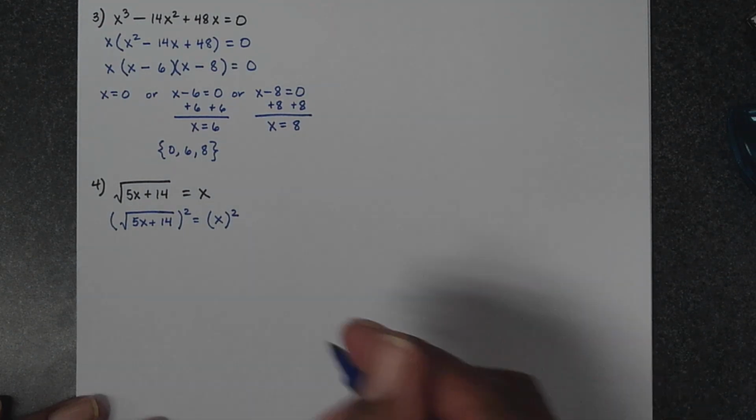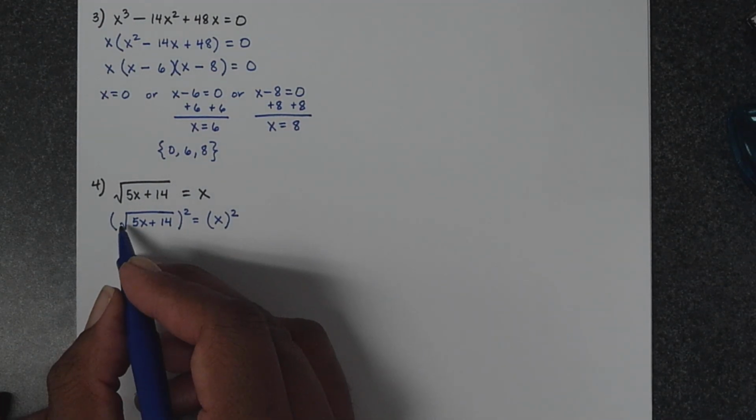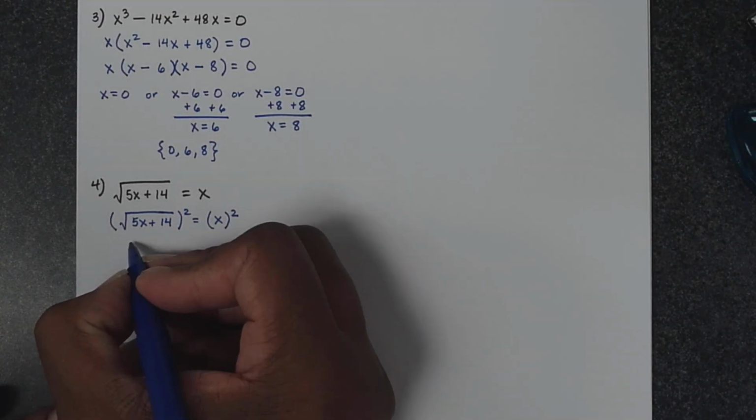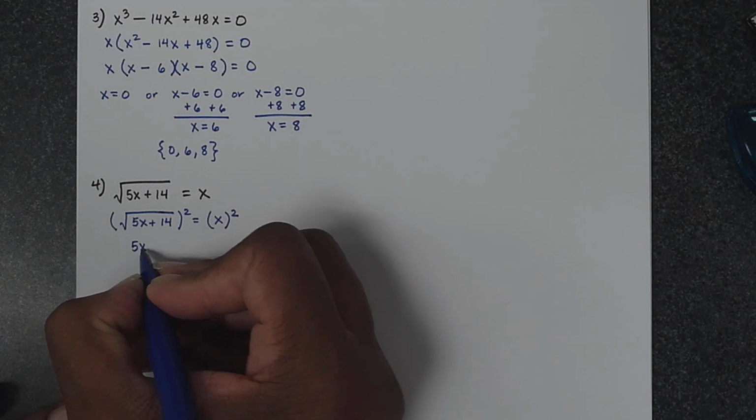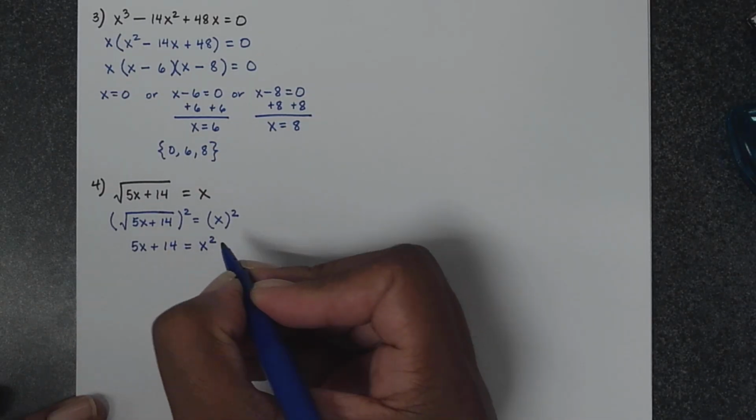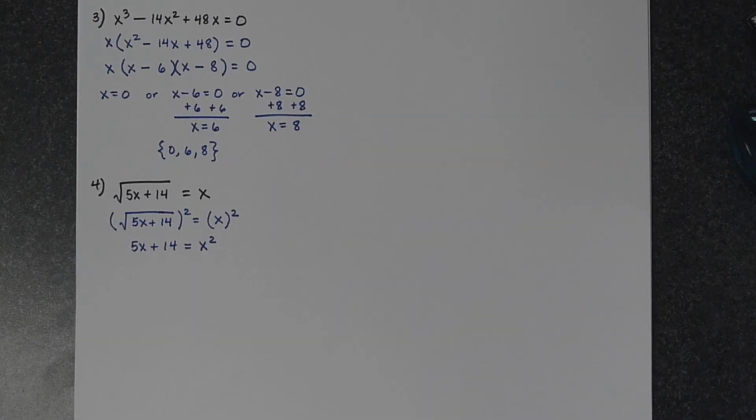Now when I square both sides, on the left side, the square root and the square are inverses. So that's gone. You're left with what's underneath that radical, which will be 5x plus 14. And that's equal to x, and that's squared. So now I have a quadratic equation.